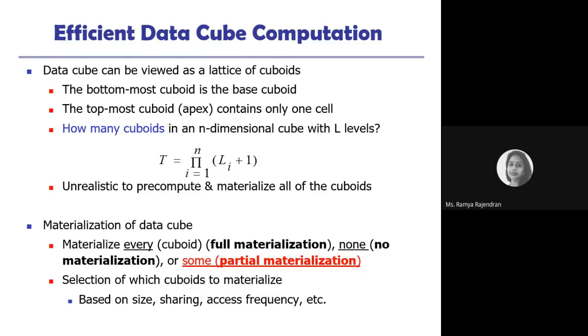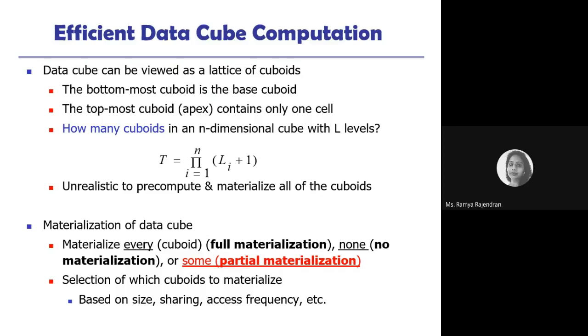As you all know, a data cube is a combination of cuboids, right? A network of cuboids. The bottom cuboid is called the base cuboid, and the top cuboid is called the apex one. If you want to know how many cuboids are present in your data cube, we can compute that based on the formula: product of (L plus 1), where L is your levels and N is the number of dimensions that you have. With that, you can calculate how many cuboids you can have in your data cube.